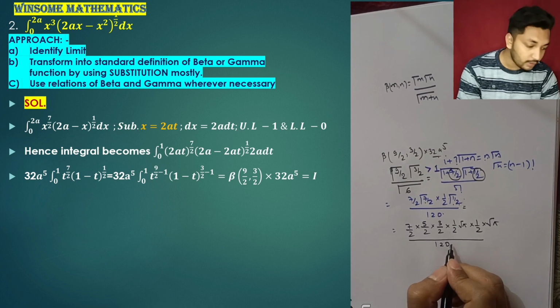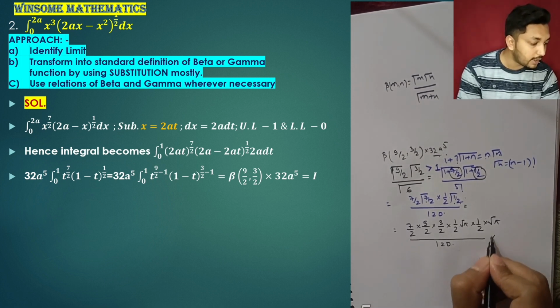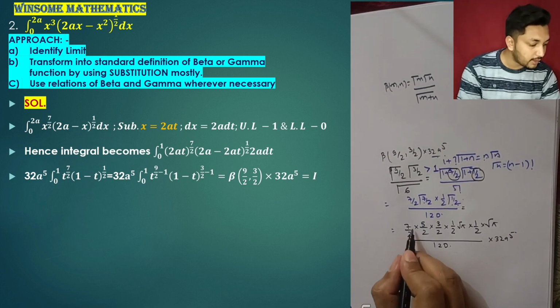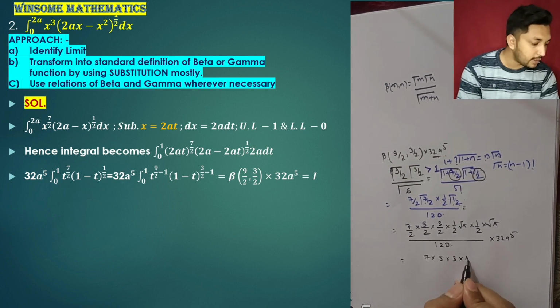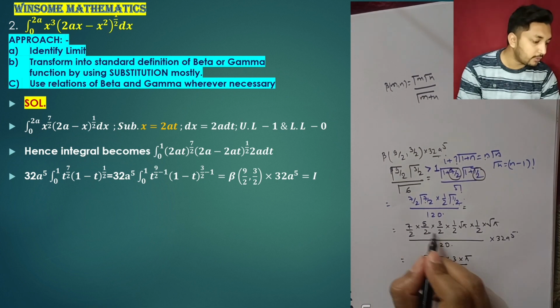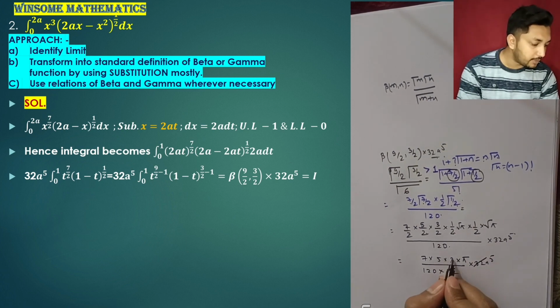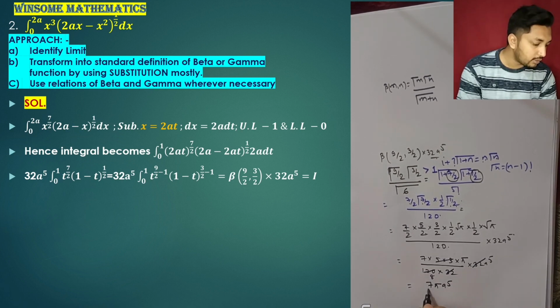Clear? Very good. Now what will we do? We will multiply it by 32 a to the power 5. Clear? So how is the calculation? 7 into 5 into 3, and this is pi, and upon 120 into 1, 2, 3, 4, 5. So this is 32 and this is 32 a to the power 5. This cancelled with this, and 15 a to the. Okay, so this is our answer, 7 pi a to the power 5 upon 8.